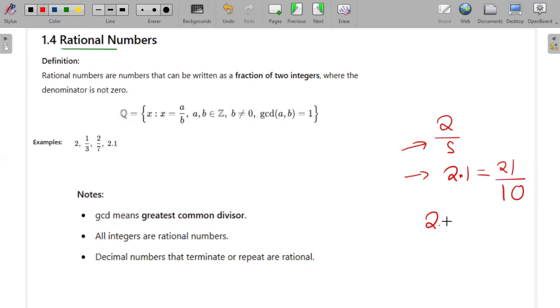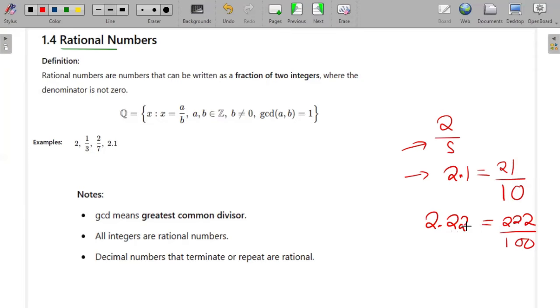If it was 2.22, to convert this into a fraction, I'll write whatever is here without the point, over 1, and then the number of zeros that I'll be adding will depend on the number of decimal places that I have. So here I have 1, 2, so I'll put 2 zeros like this. Okay, so any non-repeating decimal number is also a rational number.